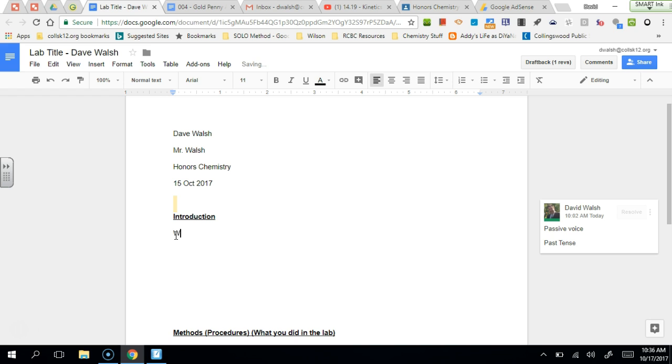An introduction is going to answer three basic questions. It's going to answer what are you doing? Like, what is the purpose of the lab? And that should start with the purpose of this lab was to, and then fill in whatever your purpose of the lab was. Whether it was to determine the percent composition of red food dye in an unknown, whether it was to determine the number of plastics in a set of rods. So basically you're going to outline the purpose, and that should be about one sentence.